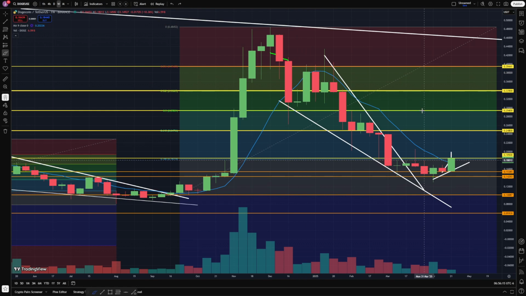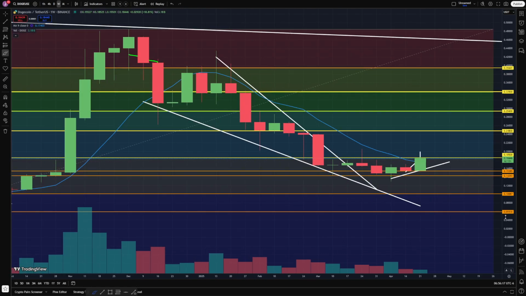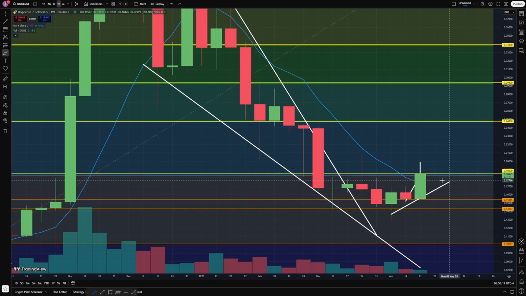So that's why I'm saying we still have 4 days. We're not out of the woods yet. We still have 4 days and 12 hours for us to do that. It's possible that it comes down and we just had a wick. What we want to do is close this candle above that 9 moving average and then get more confident.